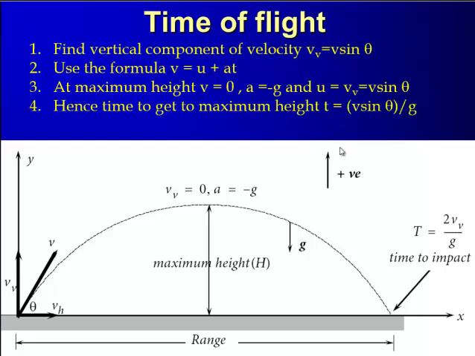So as we know that, we can work out the time it takes to get to the maximum height, which is v sine theta divided by g. And if we multiply this by 2, it gives us the time of impact, because remember it takes the same amount of time to get up as it does to get back down again. So that's how we think about these questions.